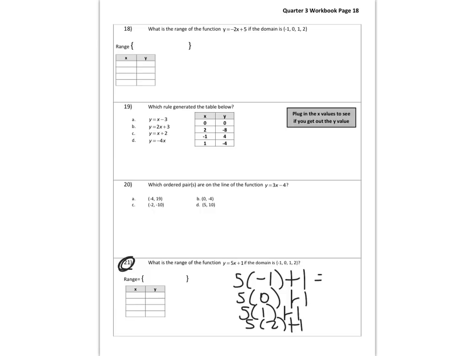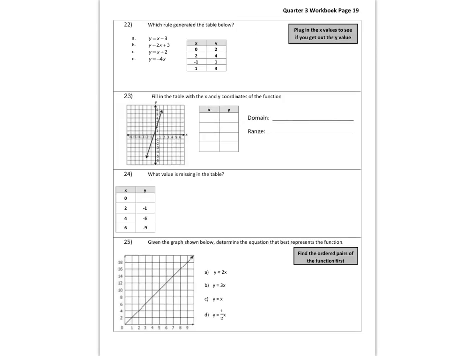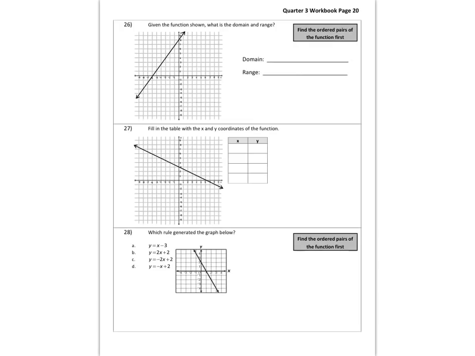So that gives me -4. That gives me 1. That makes 6. And that makes 8. So here in my range, I would put -4, 1, 6, and 8. And then here I would put -1, 0, 1, 2. -4, 1, 6, 8. These are all pretty straightforward.